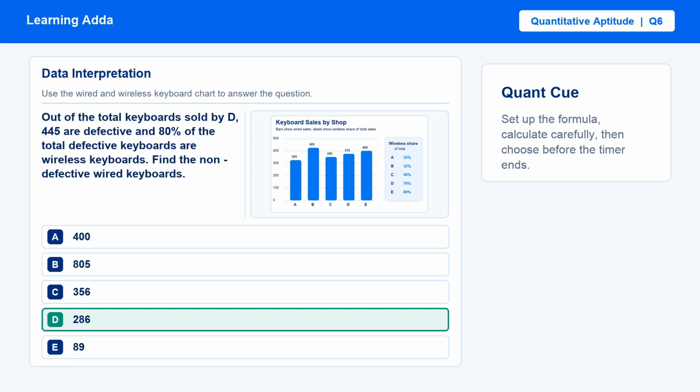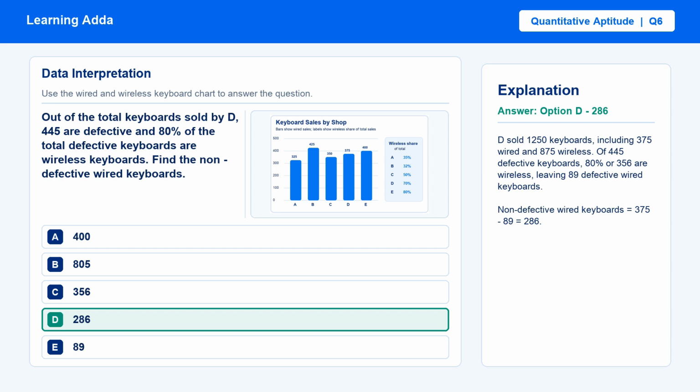The answer is option D, 286. D sold 1250 keyboards, including 375 wired and 875 wireless. Of 445 defective keyboards, 80% or 356 are wireless, leaving 89 defective wired keyboards. Non-defective wired keyboards equals 375 minus 89 equals 286.